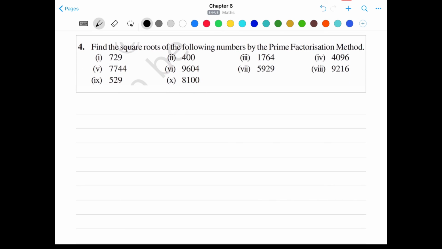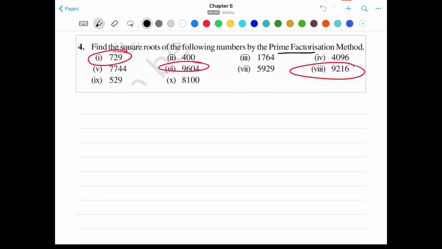You are asked to find the square root of the following numbers by the prime factorization method. This time the method that we have to use is prime factorization. Okay, I will do 3 parts of this question, the remaining will be done by you. I will do the first one, this 6th one, and let's say this 8th one. Okay, the remaining will be done by you.